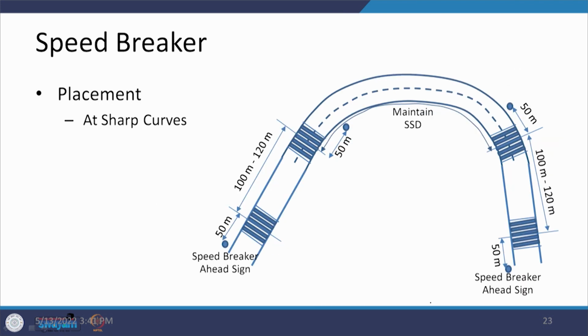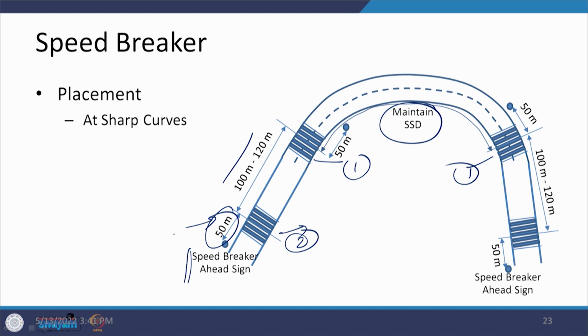The next thing we need to look at is the placement at sharp curves. In the case of curves, we need to maintain the safe stopping sight distance. It means the first installation of the speed breakers is at the extremity of this SSD, and then at a distance of 100 to 120 meters ahead of it, there is going to be an advanced speed breaker location 2. We tell drivers that there is a speed breaker ahead by way of a speed breaker ahead sign, which is placed at a minimum distance of 50 meters ahead of that. That is how the speed breakers are placed at different locations and under different conditions.